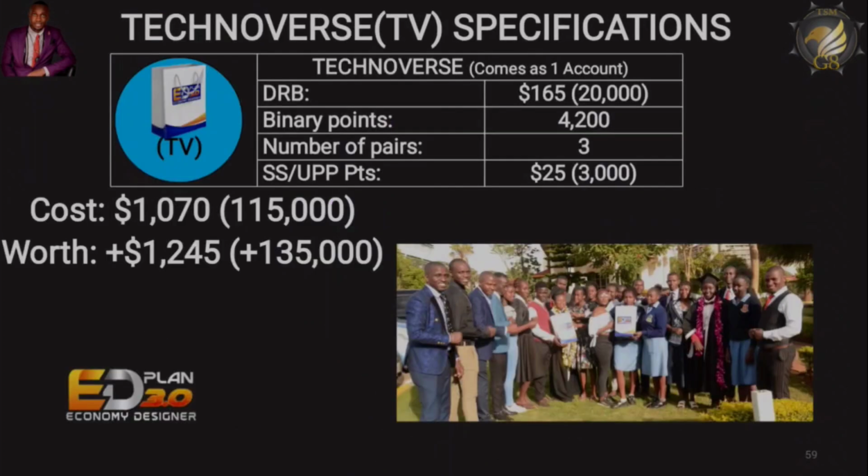Quite some good amount of money, okay? What if you join with the Technoverse? Okay, this is what is going to happen. The Technoverse comes at a price of $1,070, and you'll have a package of more than $1,245 worth of products. You can see these are some of the nursing students who have joined. We can see about 1, 2, 3 Technoverse packages there, okay?